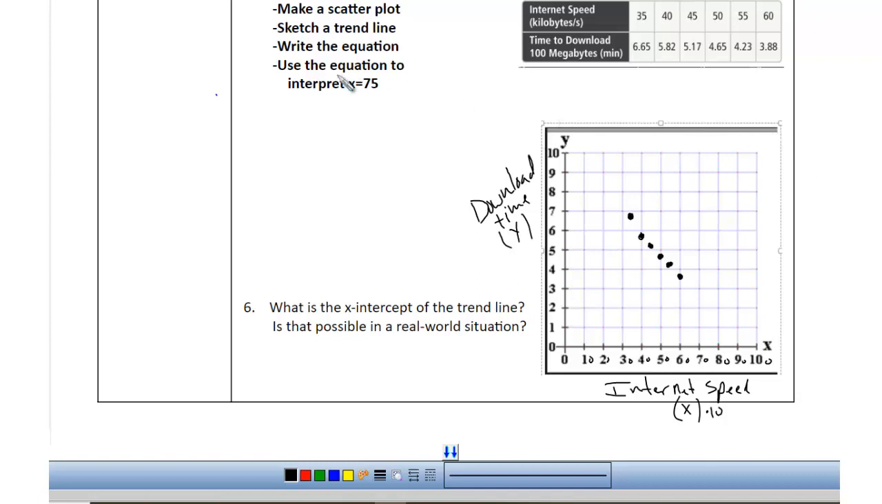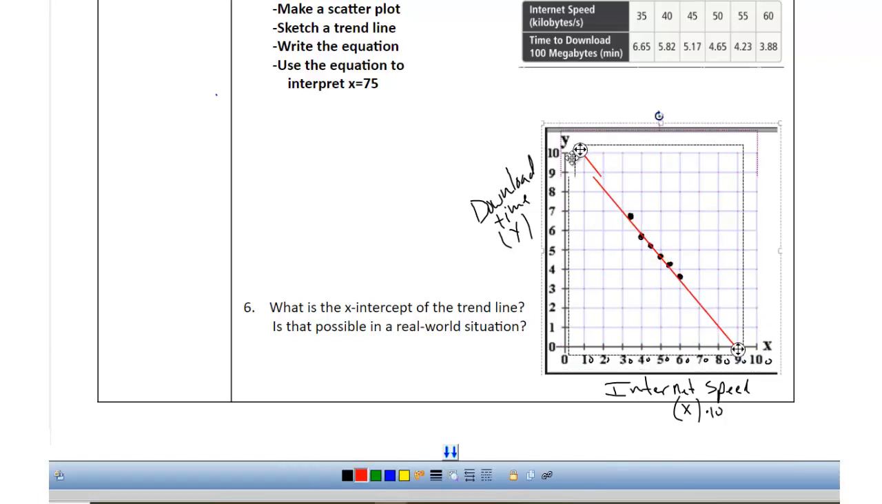So what we want to do then is we're going to go ahead and model this with a line. And I'm going to adjust that a little bit.